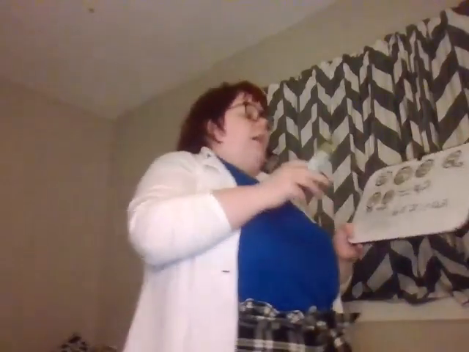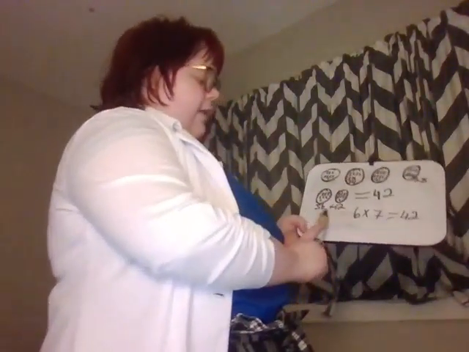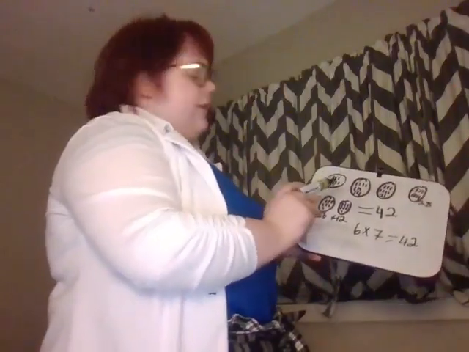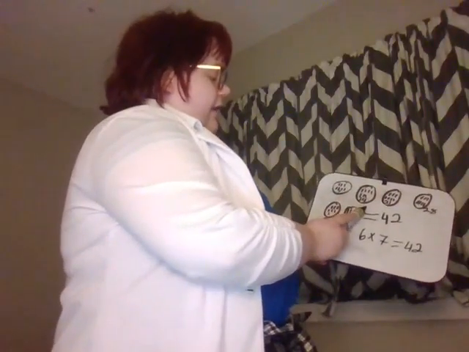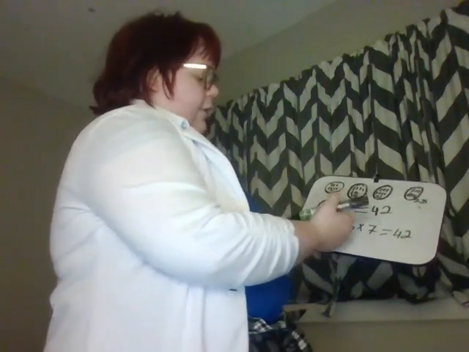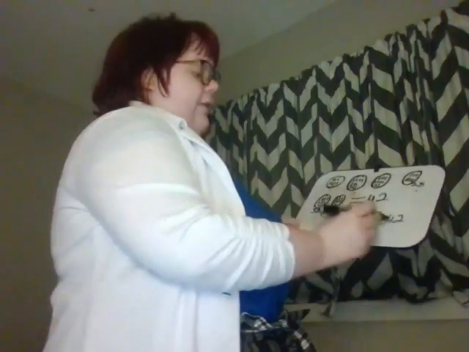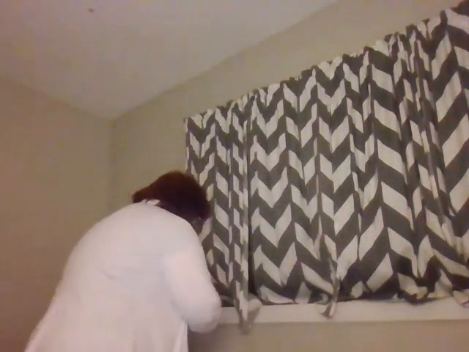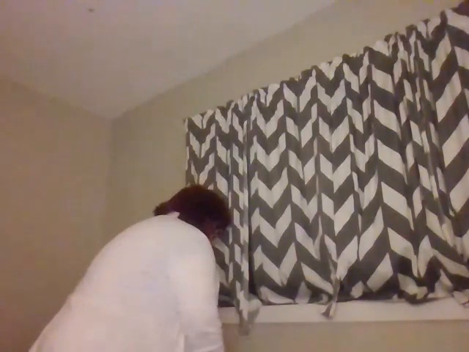So, I drew 6 circles with 7 lines in each. So let's count. 7, 14, 21, 28, 35, and 42. 42 is our product of 6 times 7. Let's go over another example. All right, let's see. Let's choose one that's a little more tricky that we can still get.